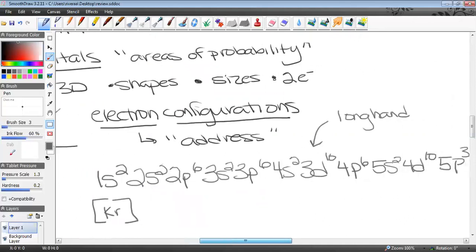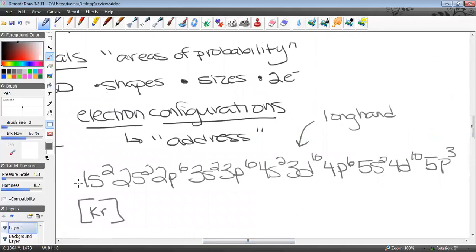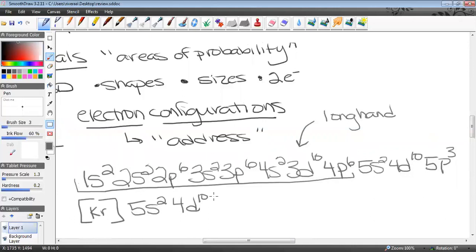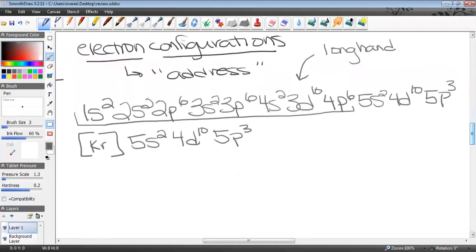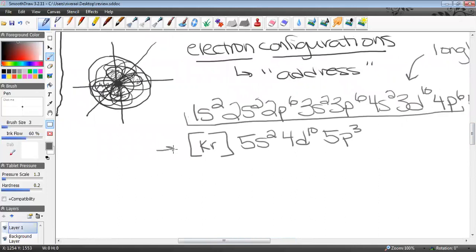And by doing so, I don't have to write any of all of this, which saves me a lot of time. All I have to do is write what comes after it. 4d10, 5p3. And there's one other thing that we can do with this, and that's to draw what we call an orbital diagram. So this right here is the shorthand, also called the noble gas notation.